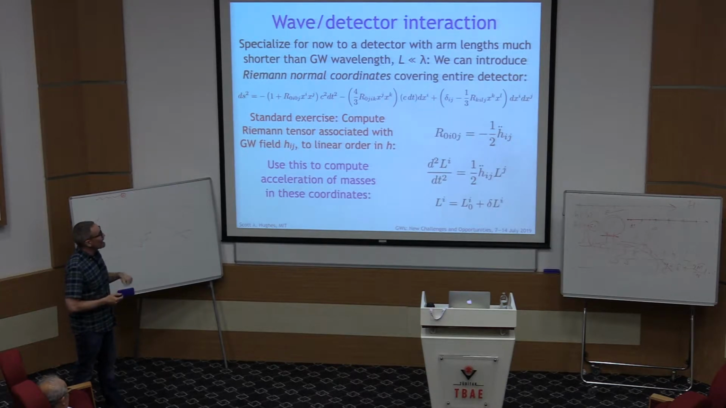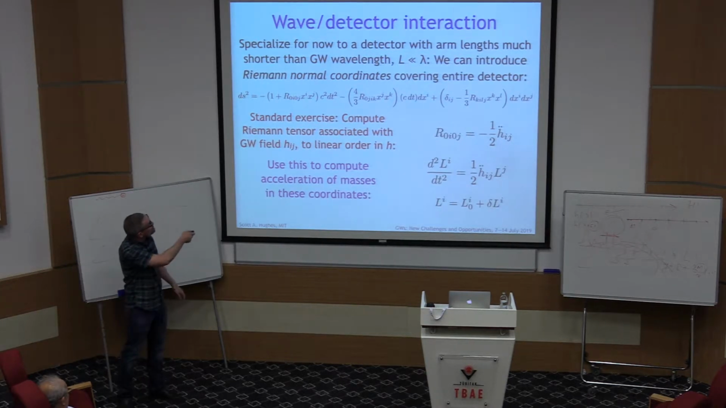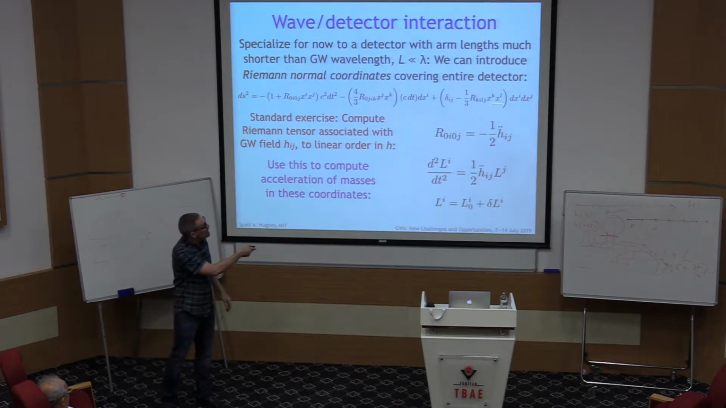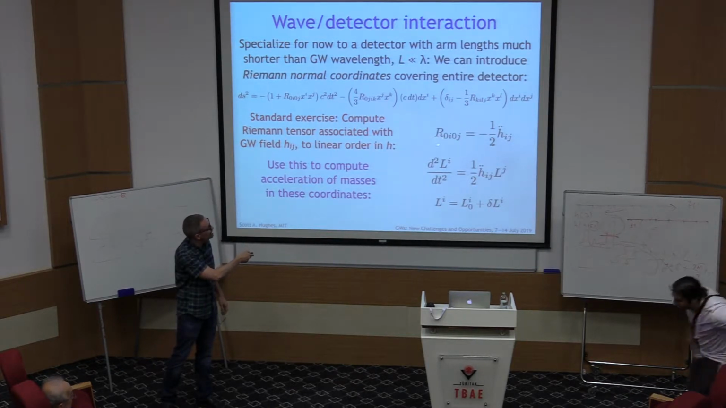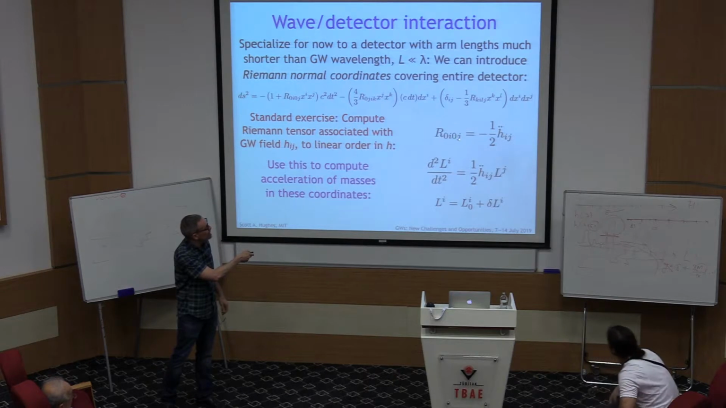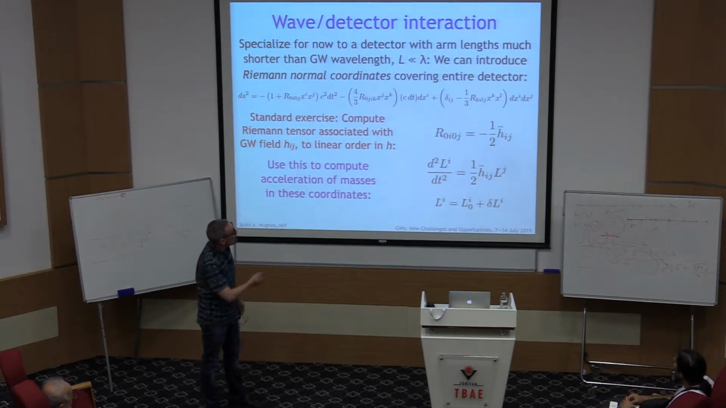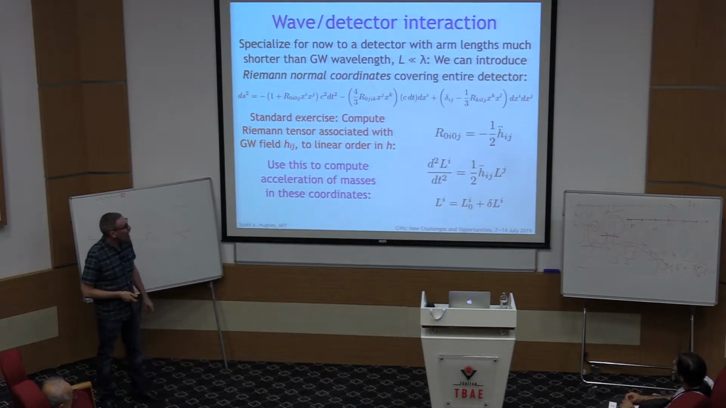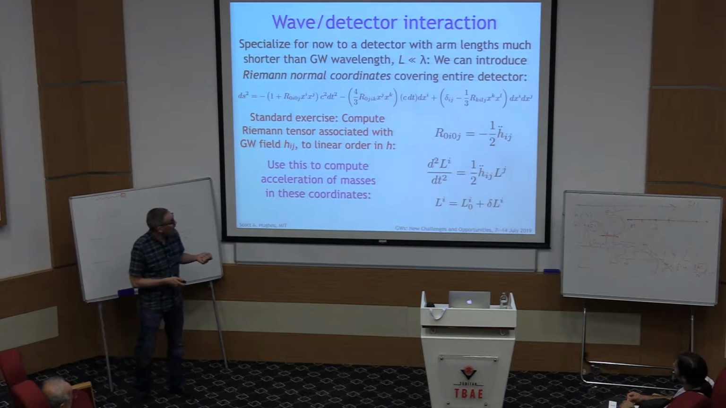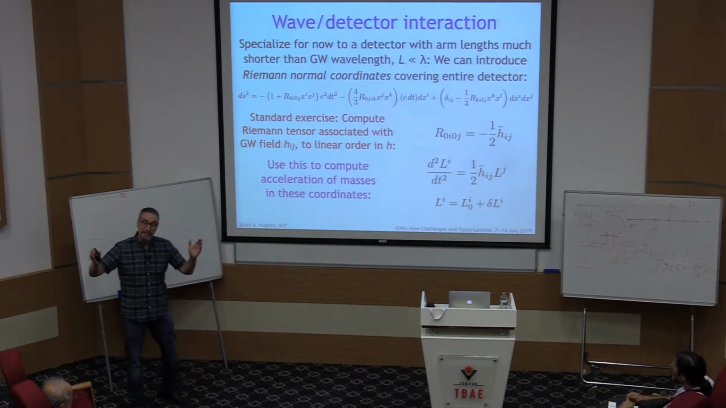So a standard exercise that we do in this case is we compute the Riemann tensor associated with the gravitational wave field. And the only non-zero components are the ones that take this form. 0 stands for the time-like direction, spatial direction i, time-like direction, spatial direction j. And it's related to the gravitational wave field like so. I can use this, using the equation of geodesic deviation.